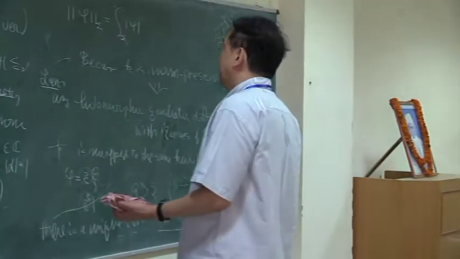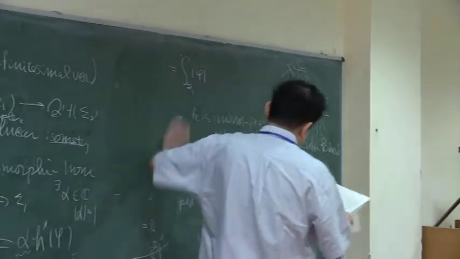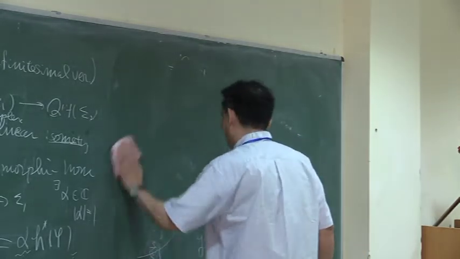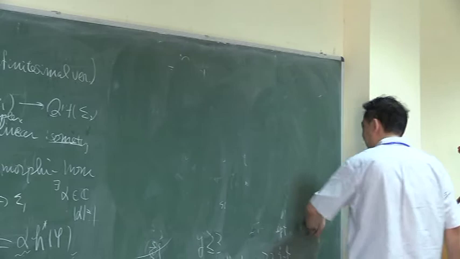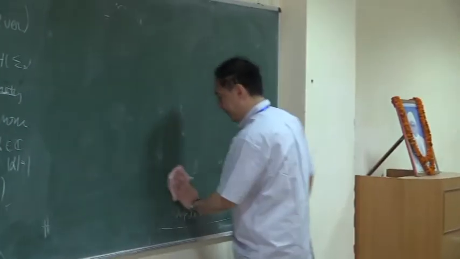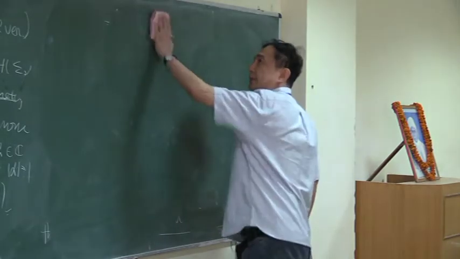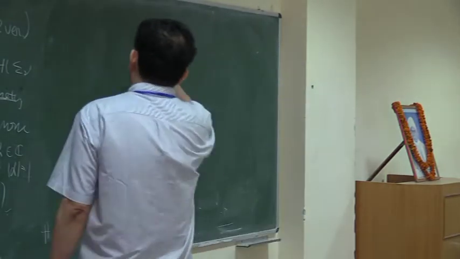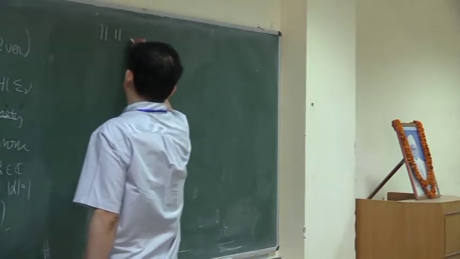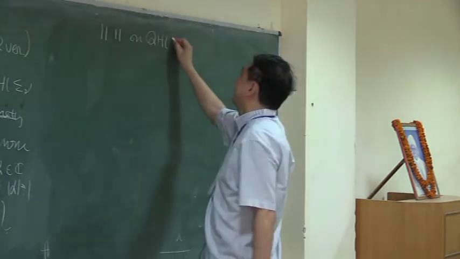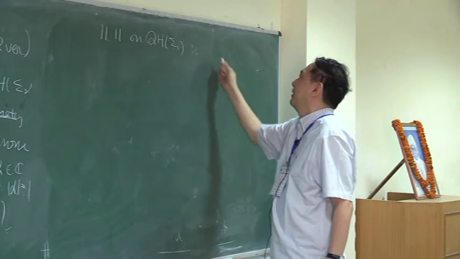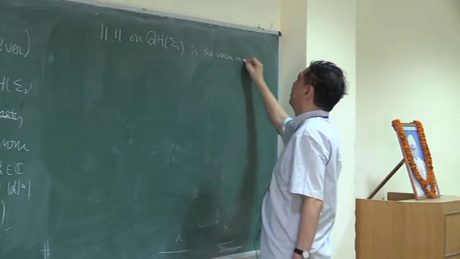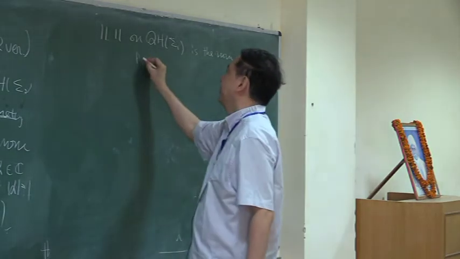Okay. Now I will explain why this infinitesimal version of Royden's theorem implies the original Royden's theorem. So first, let me remark that the norm on QH sigma 1 is just the norm induced from the Teichmüller distance.